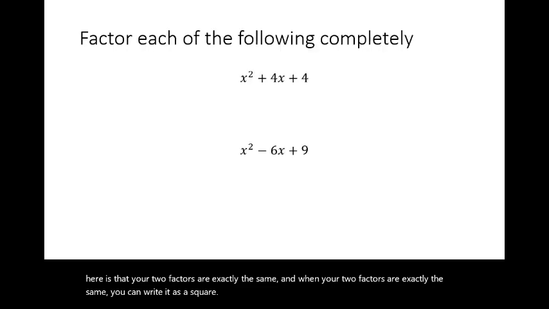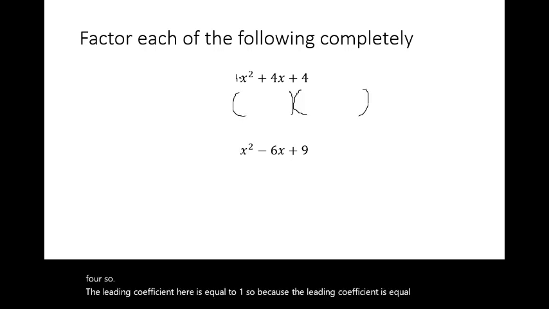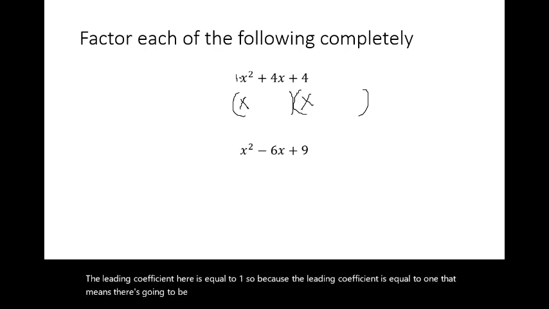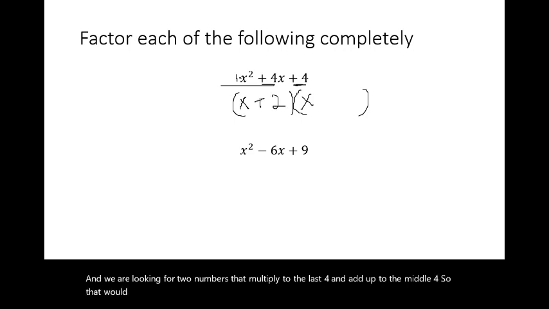So what we're going to do is we are going to factor each of these. So for x squared plus 4x plus 4, the leading coefficient here is equal to 1. So because the leading coefficient is equal to 1, that means there's going to be an x here and an x here. And we are looking for two numbers that multiply to the last number 4 and add up to the middle number 4. So that would be 2 and 2. So positive 2 and positive 2.